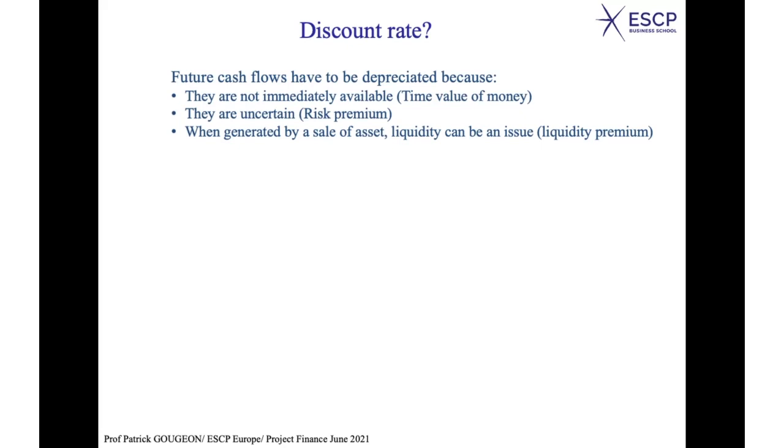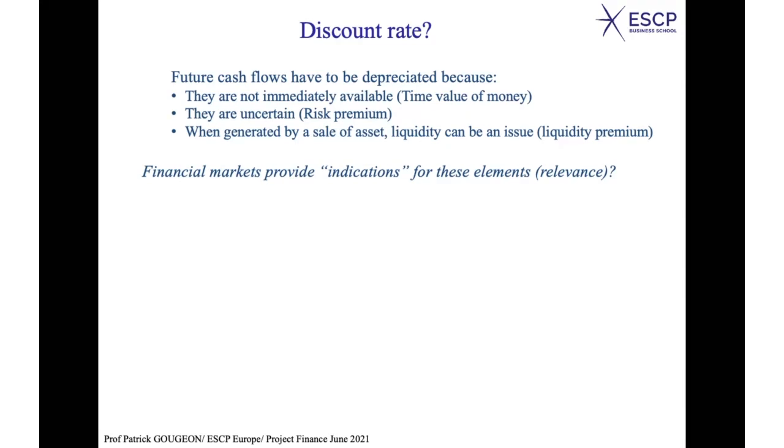And I would say that financial markets provide indications for these elements. For instance, the time value of money can be obtained if you look at the interest rates for certain maturities. It depends which maturity you consider, but I guess you are familiar with the concept of yield curve. The yield curve on the euro or on the dollar, for instance, would tell you what is the basic rate, the risk-free rate, as we call it sometimes, for this particular currency and a particular maturity.